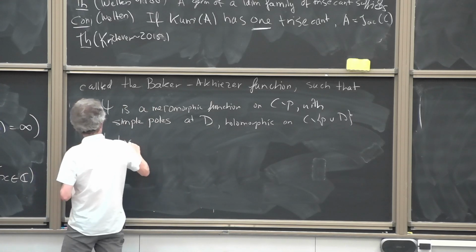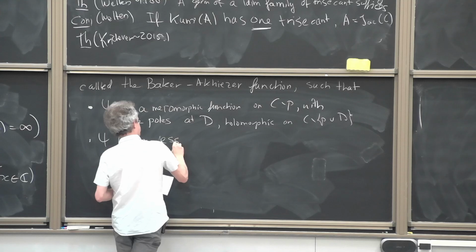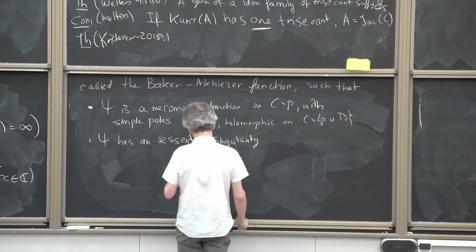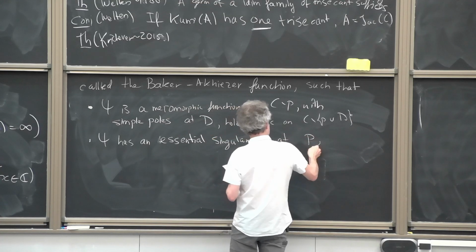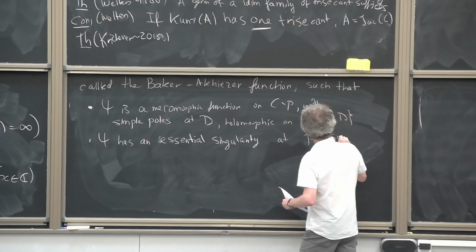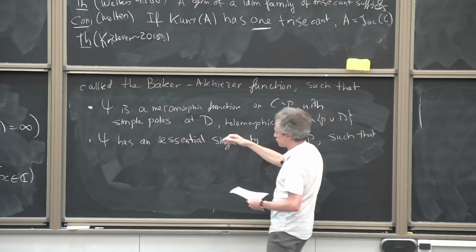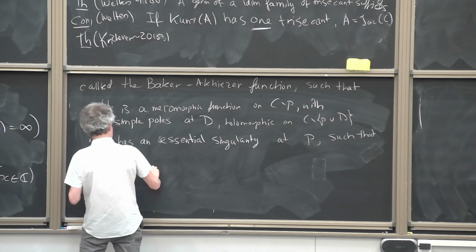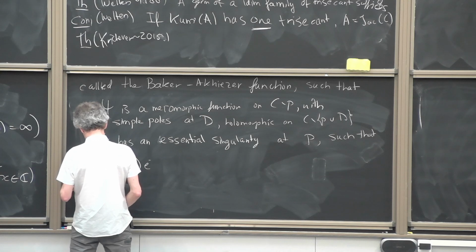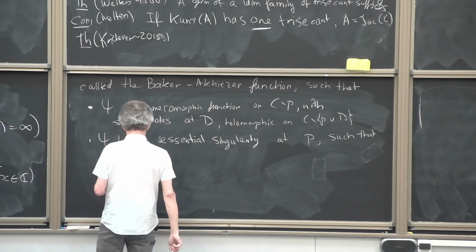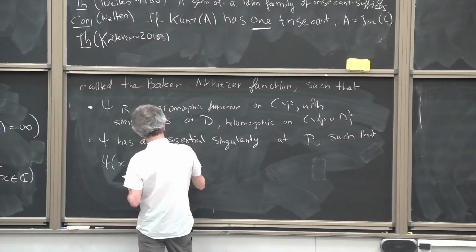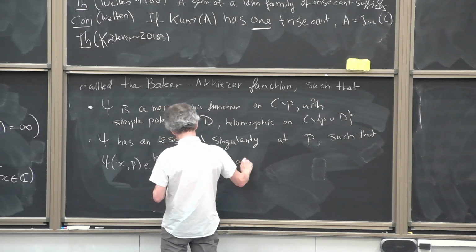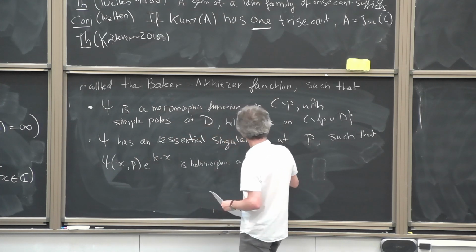Psi has an essential singularity at P, and I want to say what kind, and I'll prescribe it by saying what kills this essential singularity, such that psi of x p times e to the minus k x is holomorphic around P and equal to 1 at P.